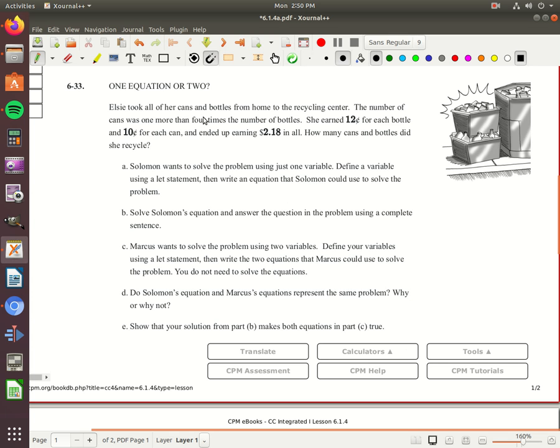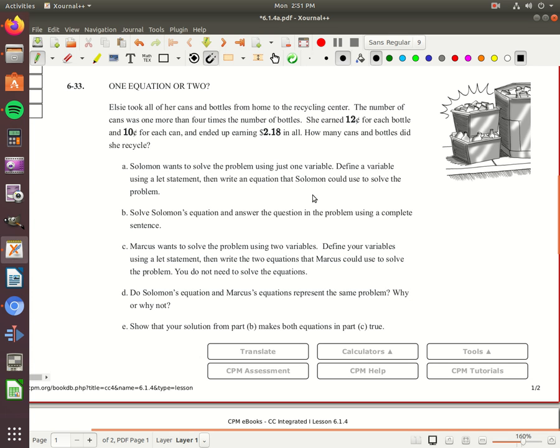Elsie took all her cans and bottles from her home into the recycling center. The number of cans was 1 more than 4 times the number of bottles. She earned 12 cents for each bottle and 10 cents for each can, and ended up earning $2.18 in all. How many cans and bottles did she recycle?